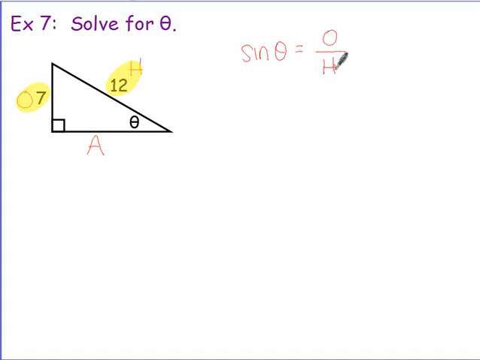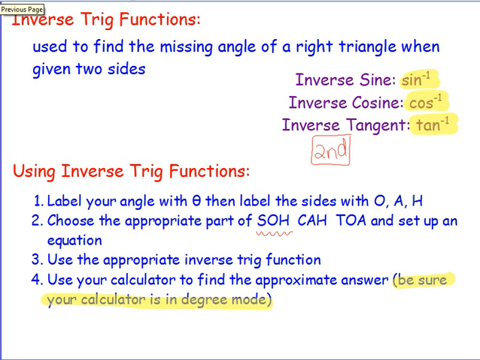Well, here's the difference. We don't know theta. It's staying theta. O is 7. H is 12. So that is the second step. We chose the appropriate part. We set up an equation.